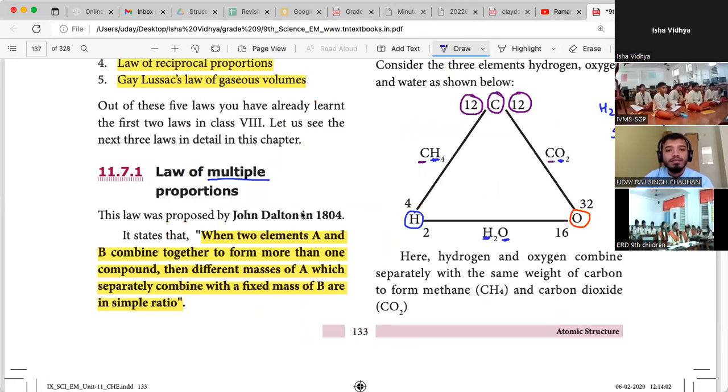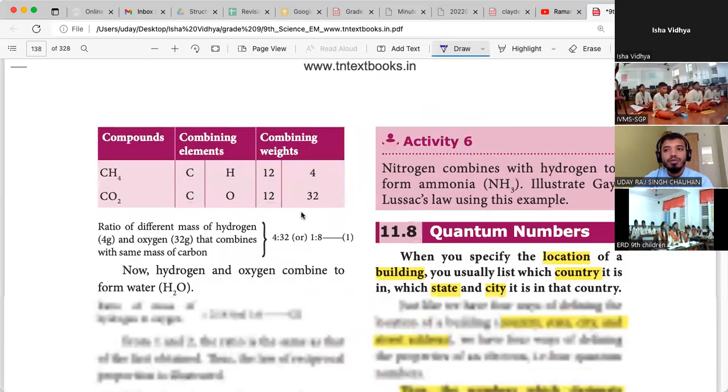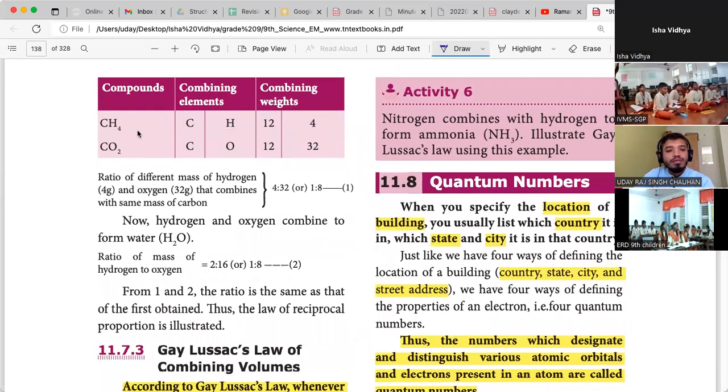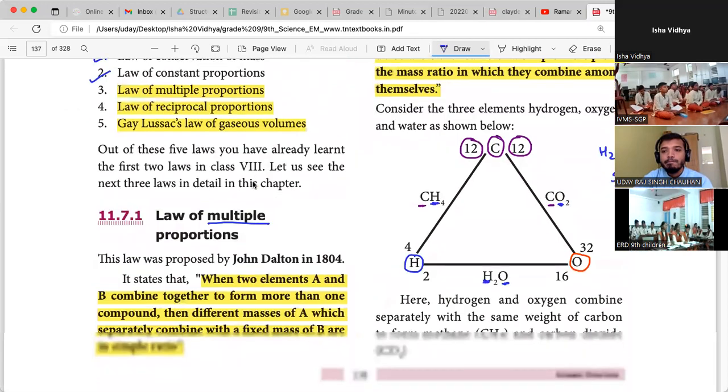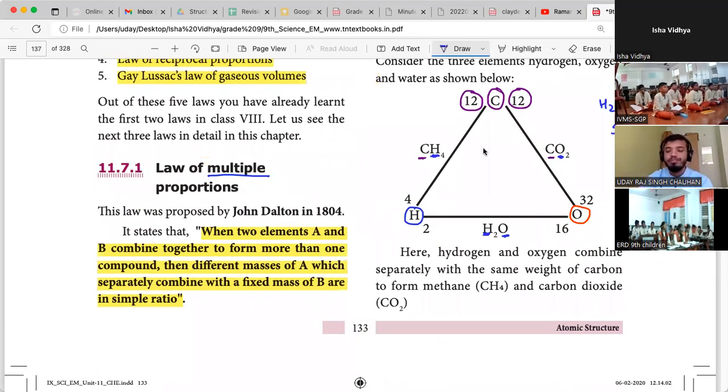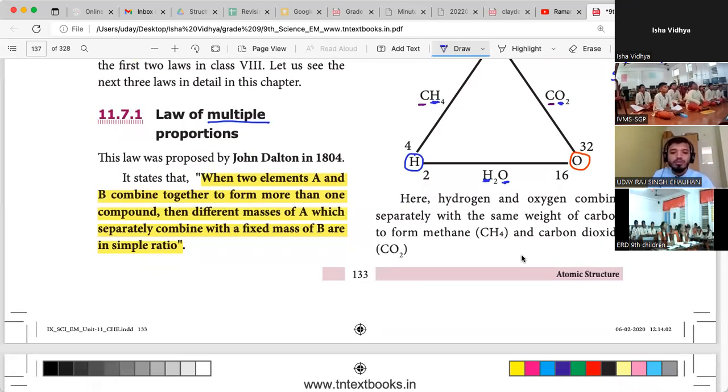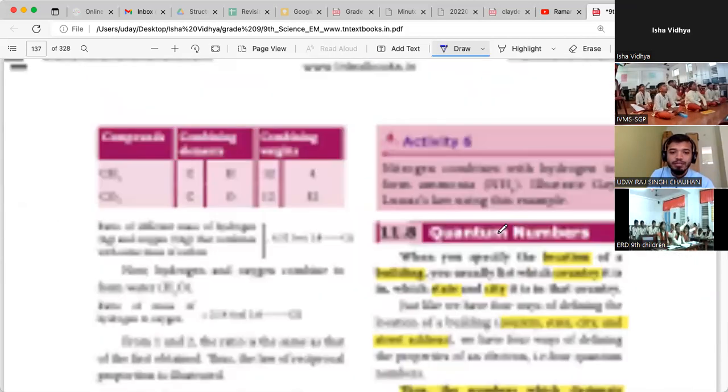You can see here, I'll take one more example. The same thing is mentioned here. We don't have too much time today. Okay, how many of you are clear with this? Can you raise your hands? How many of you understood this law of reciprocal proportions? Okay, most of you have raised your hands, but not everyone.